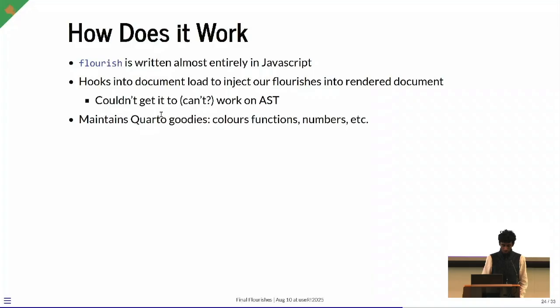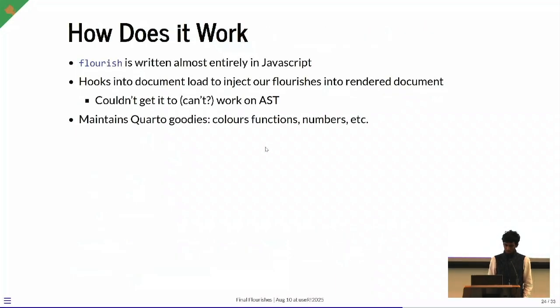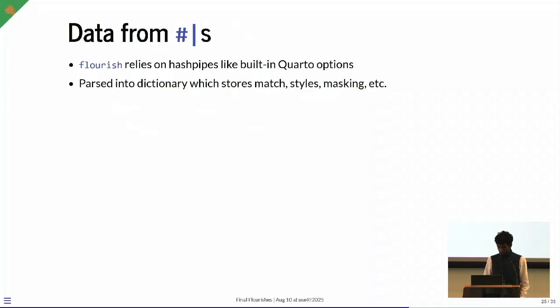One thing we needed to be aware of when making this was to make sure that we keep all of the Quarto niceties. Quarto does a lot of cool stuff from here to here, and we're hooking in right here, so it could be possible that we don't maintain some of this. When writing Flourish, we had to keep in mind that we still wanted to maintain the idea that functions are colored differently, and numbers and variables, all of that syntax highlighting that Quarto does. Flourish can't break any of that.